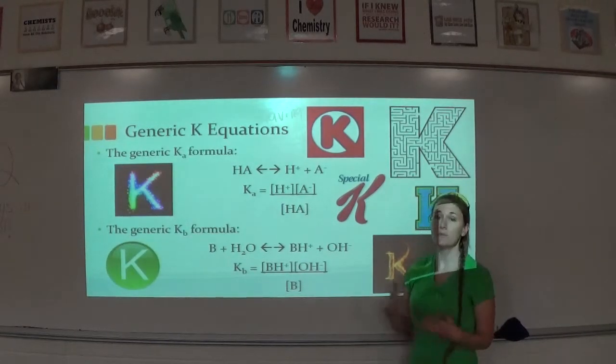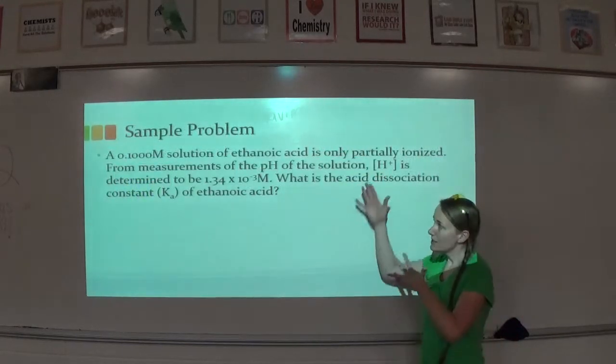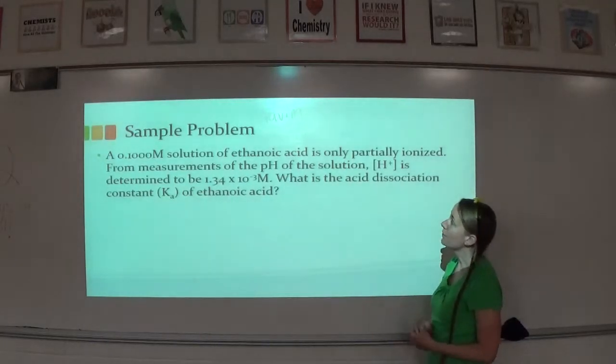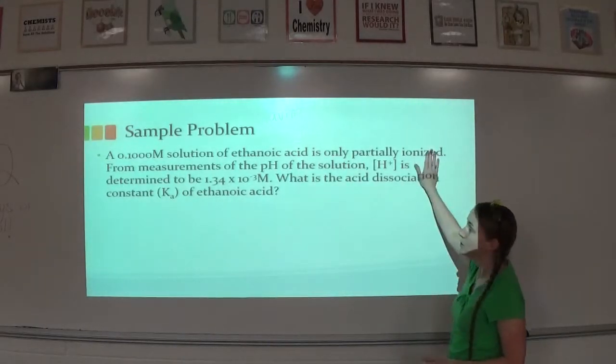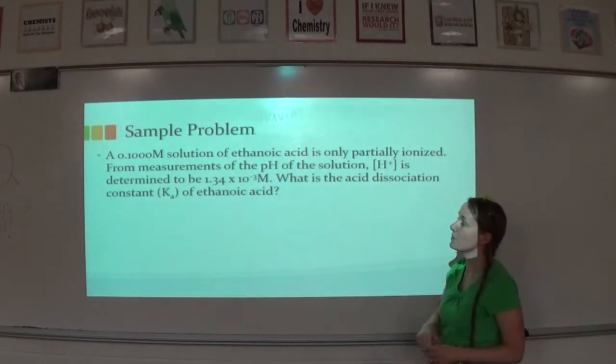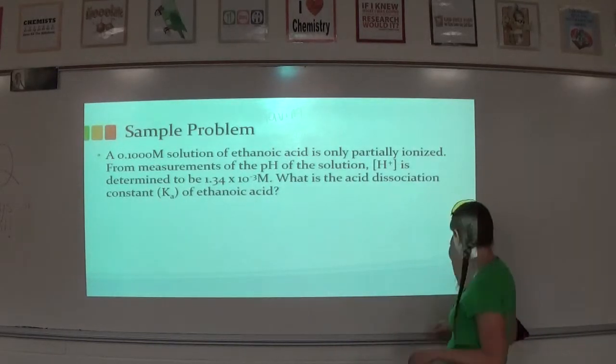Well, I'm going to teach you something new called an ice chart. So this is an example of what a problem might look like. For a 0.1 molar solution of ethanoic acid, it's only partially ionized. From measurements of the pH of the solution, H plus is determined to be 1.34 times 10 to the negative 3 molar. What is the acid dissociation constant, or Ka, of ethanoic acid?